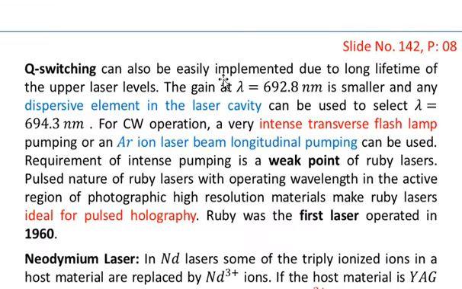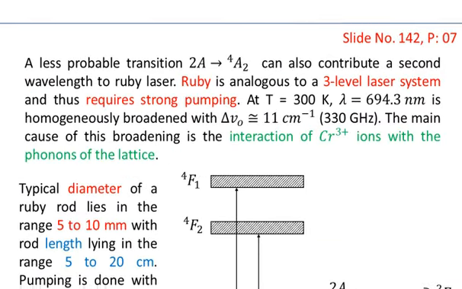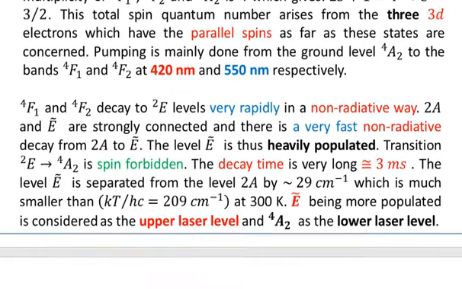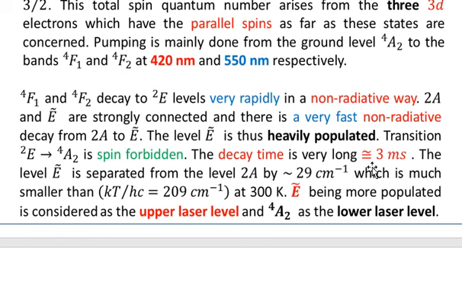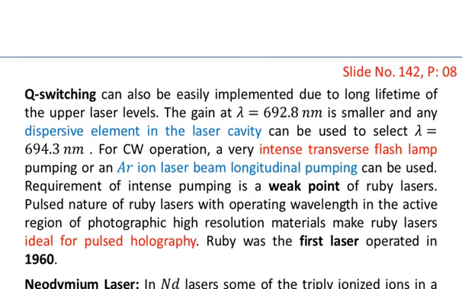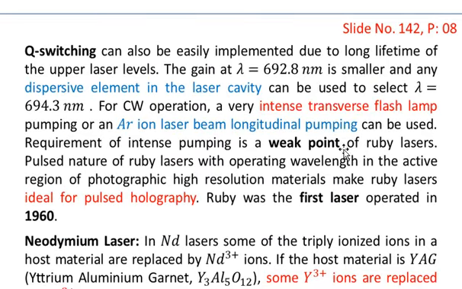Q switching can also be easily implemented due to the long lifetime of the upper laser levels. And I have mentioned that the lifetime of the upper laser level is very high, of the order of 3 milliseconds.